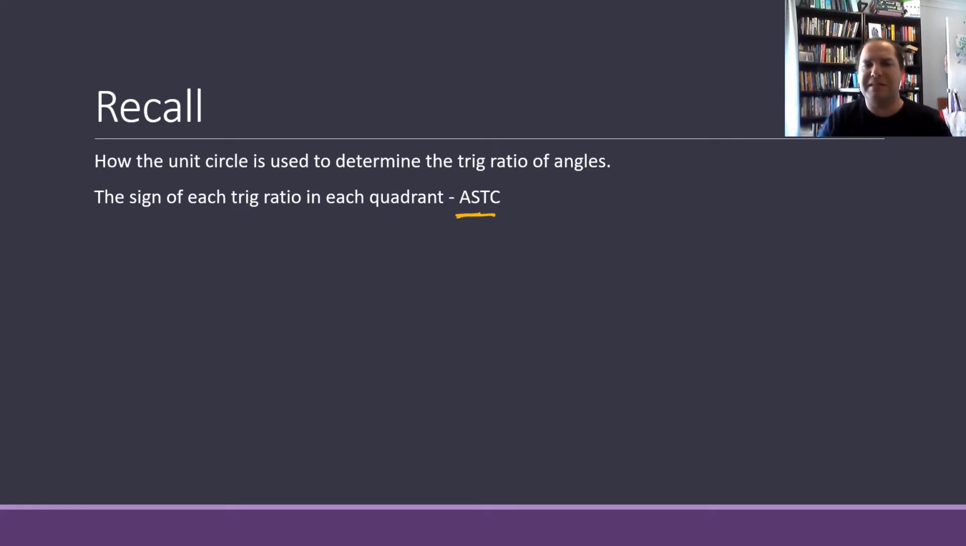So using those letters ASTC, we use all stations to central to help us remember which trig ratios are positive in which quadrant. So in the first quadrant, all the trig ratios are positive. In the second, it's just sine. In the third, just tan. In the fourth, just cos.